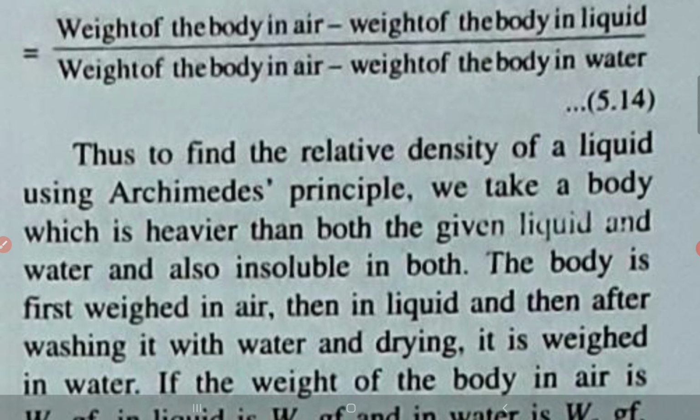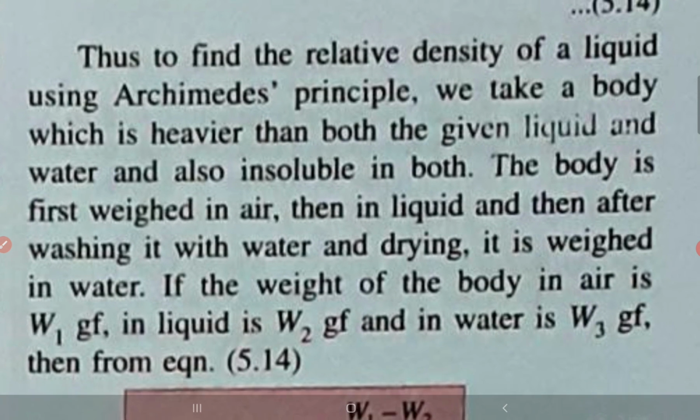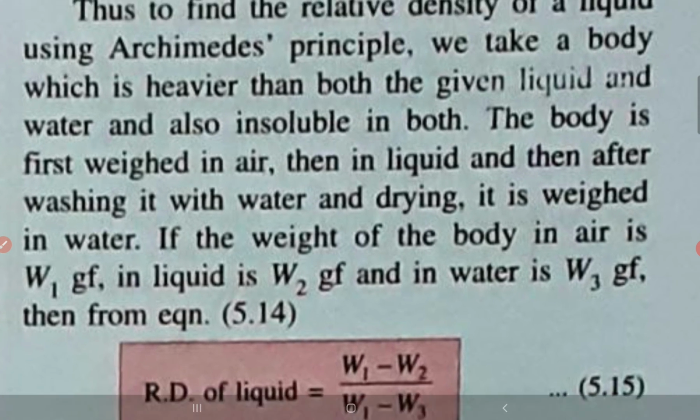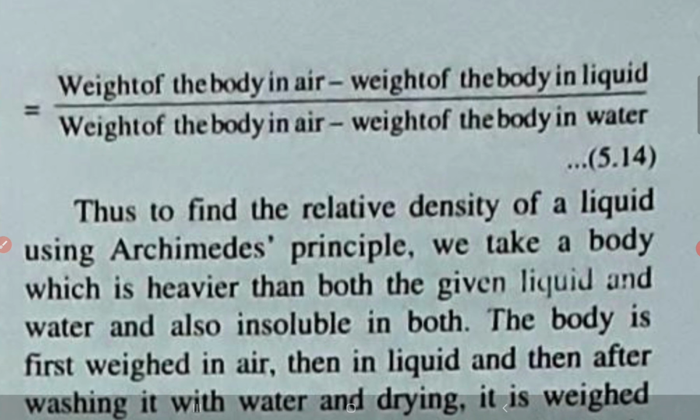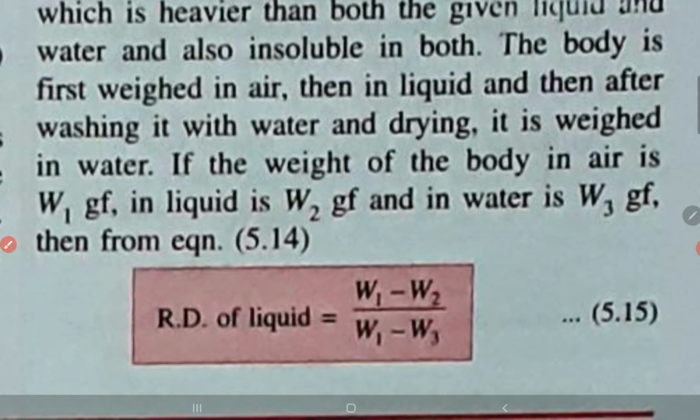The body is first weighed in air, then in liquid, then in water, right? So we have three weights here, W1, W2 and W3. If the weight of the body in air is W1 gram force, in liquid it is W2 gram force, and in water it is W3 gram force, then from equation 5.14, this one here, we can write the relative density of the liquid as W1 minus W2 upon W1 minus W3. So we are doing till here.